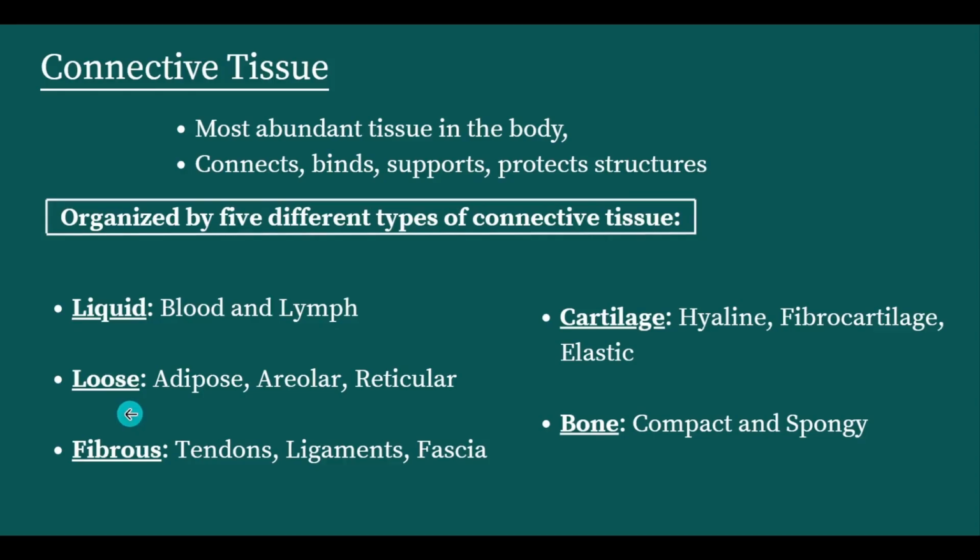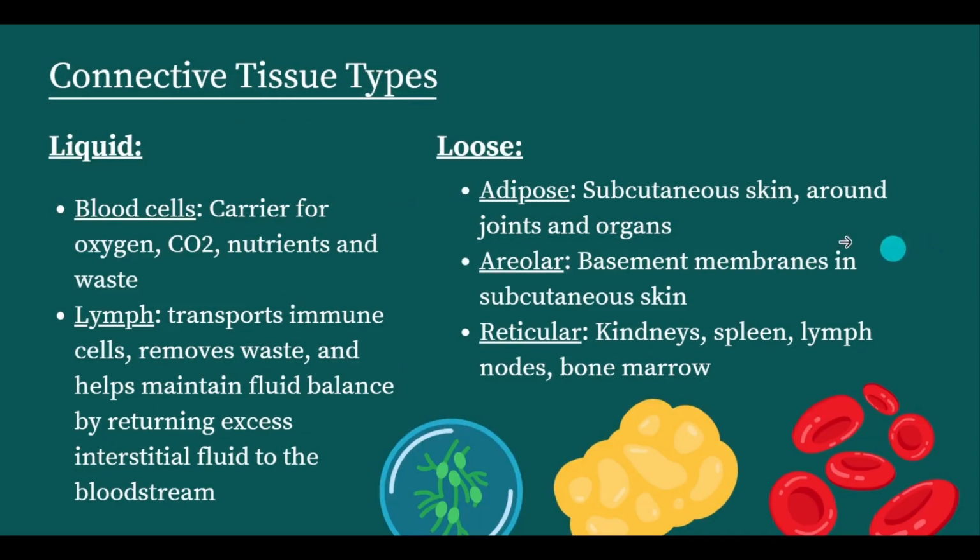And then the loose connective tissue is the adipose tissue, that's the fat, areolar, reticular. And then we have fibrous, which is tendons, ligaments, and fascia. We have cartilage, 3 different kinds of cartilage, and we have bone, compact and spongy bone.